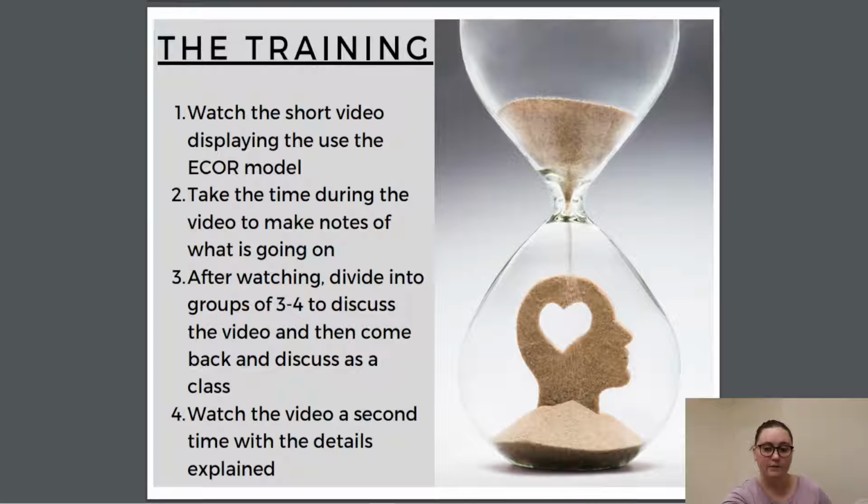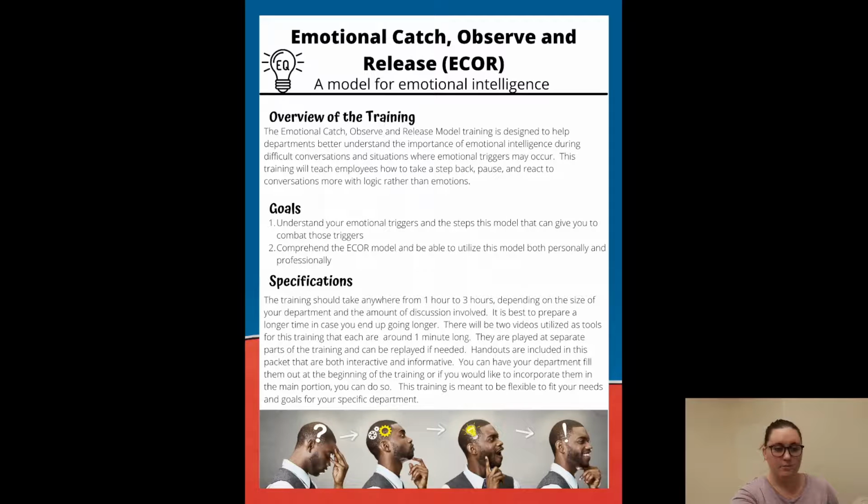This training gives people a chance to see how the E-Core model can be beneficial in a professional setting and also help a person assess the situation that is triggering their emotions. So we're going to go through this training briefly, and I'm going to provide the training materials that you need to utilize and give you the instructions as well. The Emotional Catch, Observe, and Release model training will take your department anywhere from 1 to 3 hours, depending on size of group. Please prepare longer time if needed.